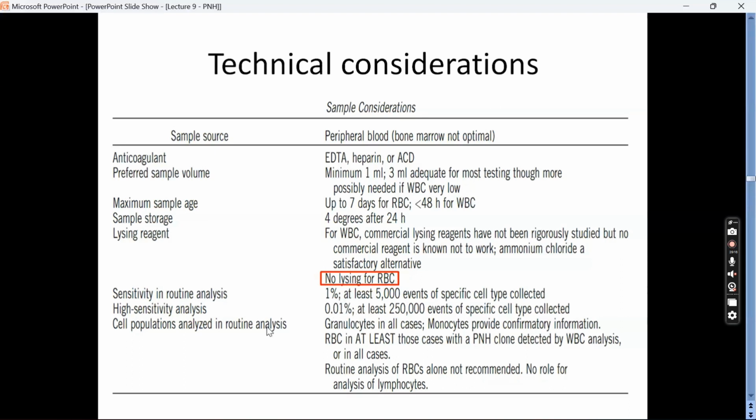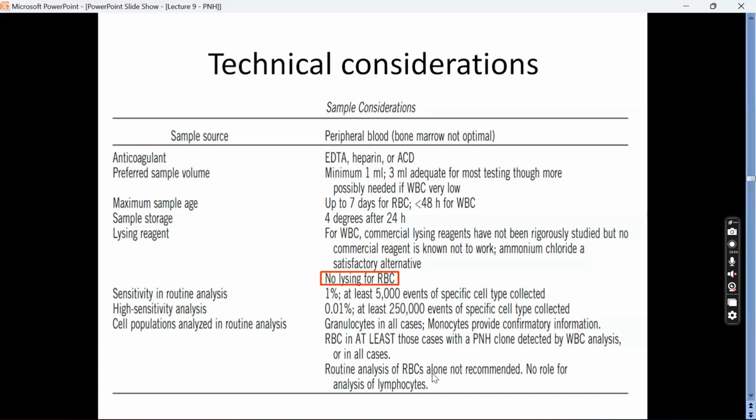The cell populations used in routine analysis, as I said, are granulocytes and monocytes. You should definitely see it in granulocytes and monocytes. If granulocytes and monocytes show a PNH clone, then you need to check the PNH clone on RBCs. I repeat, when you detect a PNH clone in the neutrophils and monocytes, that is, you find a monocyte population which is negative for CD14 and FLAER or CD157, and similarly a population of neutrophils which is negative for CD24, FLAER or CD157.